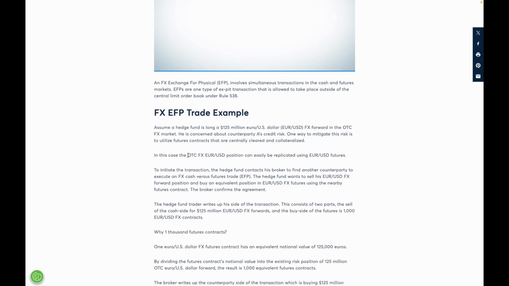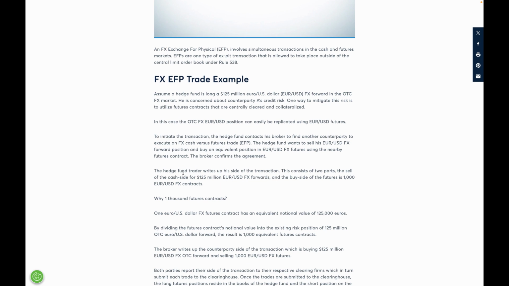In this case, over-the-counter FX Euro USD positions can easily be replaced using Euro USD futures. To initiate the transaction, the hedge fund contacts his broker to find another counterparty to execute an FX cash versus futures trade, EFP, exchange for physical. The hedge fund wants to sell his Euro USD FX forward position and buy an equivalent position in Euro USD FX futures using a nearby futures contract. The broker confirms the agreement.